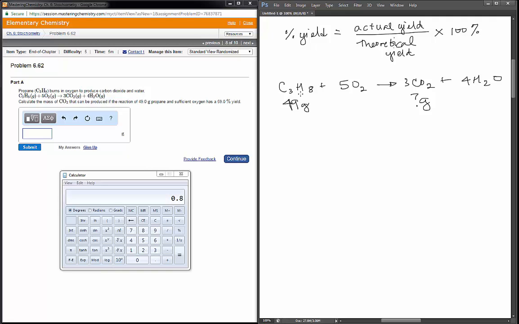And the 49 grams of C3H8 produces how much carbon dioxide, and they're telling you also that this reaction is typically going to give me 59% yield. So I'm going to calculate how much I could get and then say I'm really only going to get 59% of that because this reaction is not being particularly efficient.